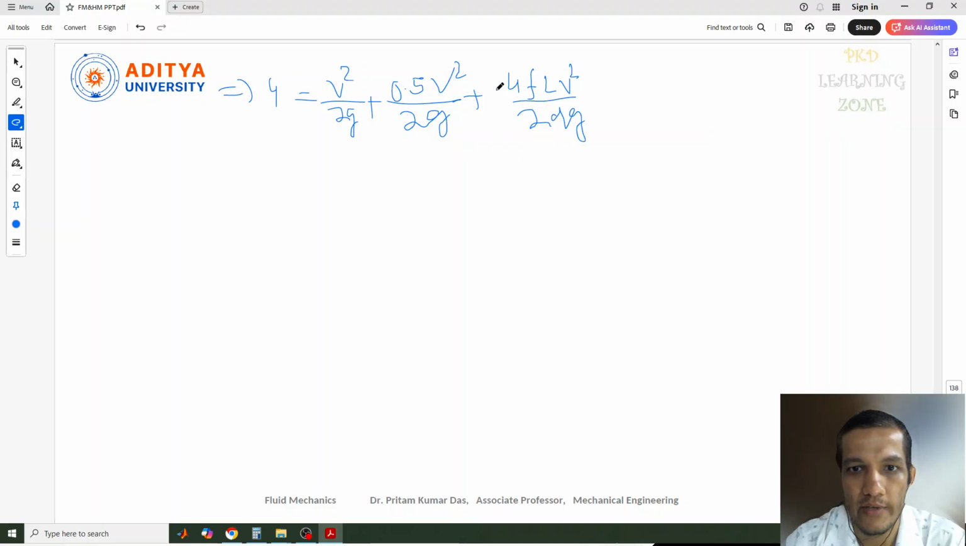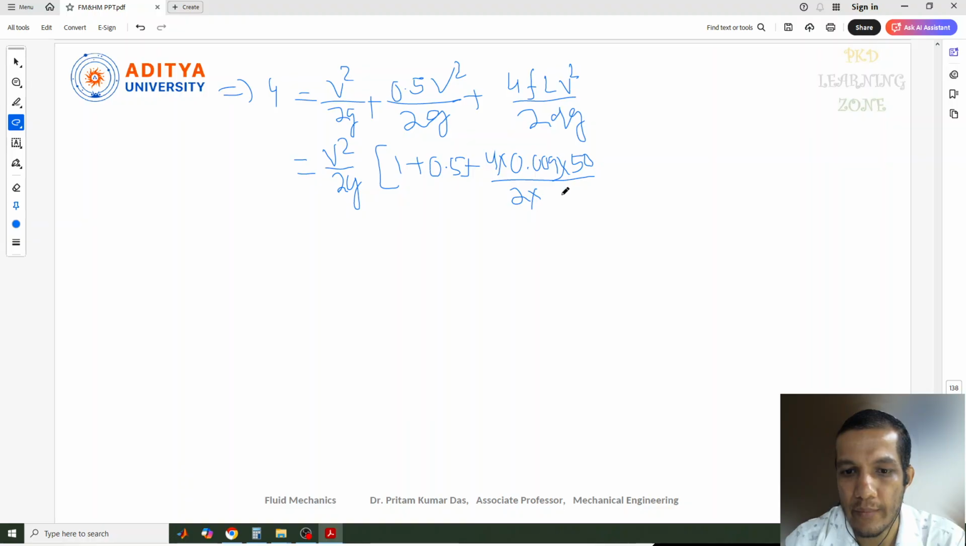So these values are given. Now here, how many v square are there? You can consider this v square by 2g common from all these terms. So what will be the final equation? We can write here 1 plus 0.5 plus 4, f value is 0.009 into length 50 divided by d, diameter 0.2. Now 2 we have already taken common, so 2 is not required, only d is 0.2. So this is all about the values here.